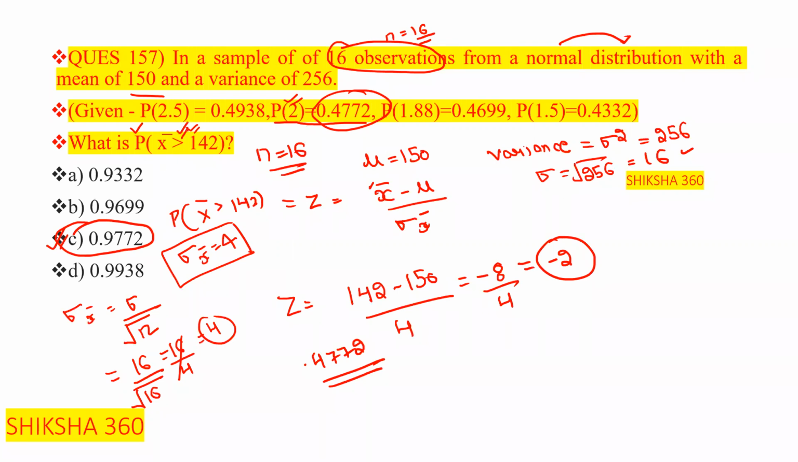Clear? This is basically the area. Now what we have calculated is the area. Sometimes they ask for P(x bar less than 142). Then we just have to subtract it from 1, because we know that the overall area is 1. On the reverse side, this is our answer.